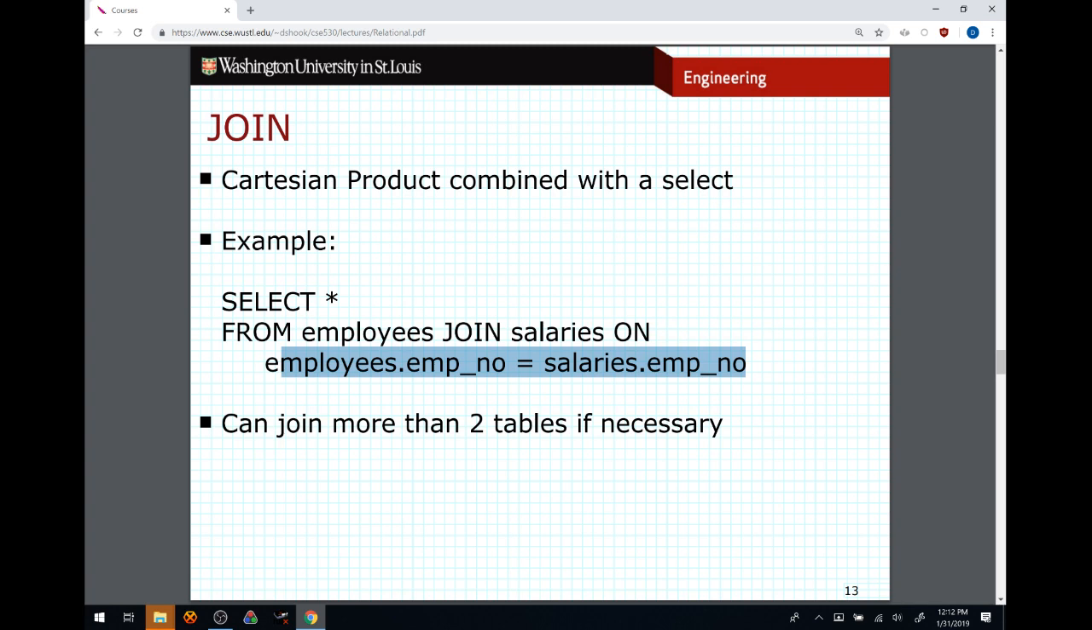And then I can talk about the condition too, right? Leave the tables alone, but then say salaries dot employee number equals employees dot employee number. Does that change the results? No. The order that I specify the tables, the order that I specify the condition, does not affect the results. I get the same results back. So yes, it is commutative in that sense.